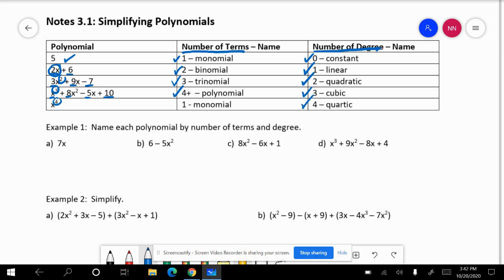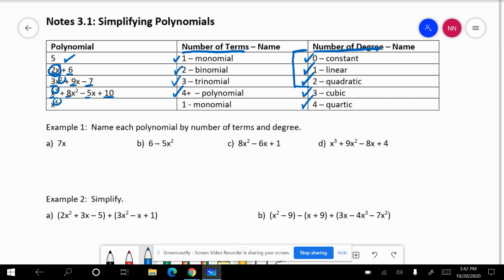These are the main ones that we're looking at in Algebra 2. The first three, 0, 1, and 2, constant, linear, and quadratic, we talked about in Algebra 1. Cubics and quartics, we're going to spend a little bit more time with in Algebra 2.